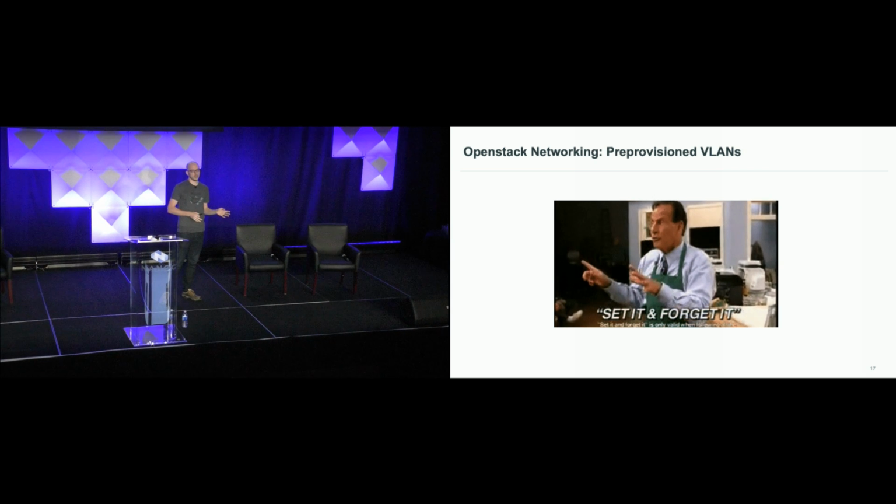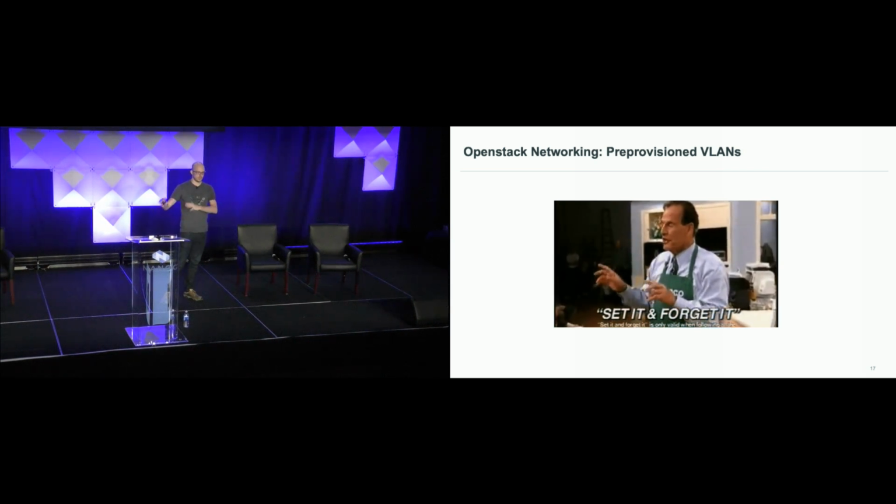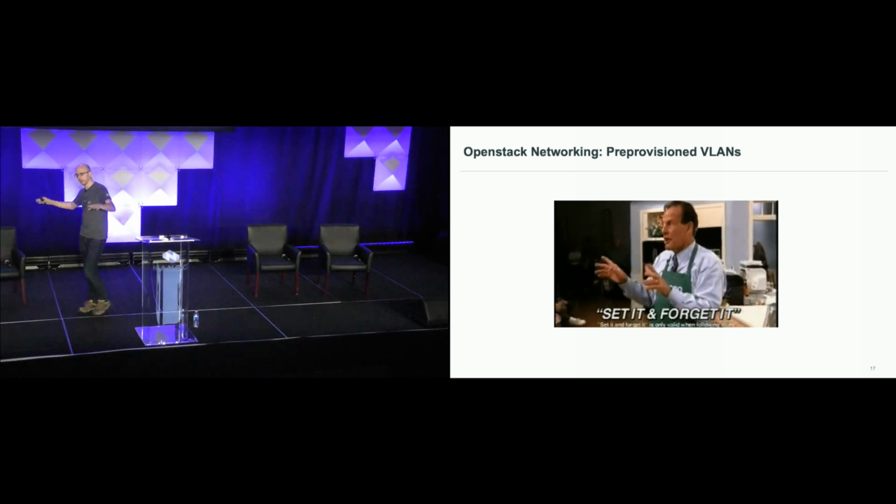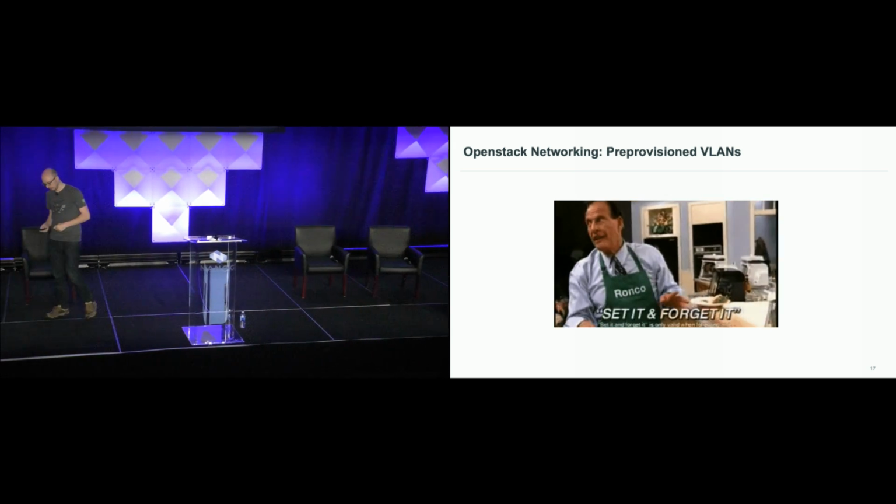This is the Ron Popeil method. You set it and you forget it. So I build the infrastructure, I deploy all the VLANs, and I walk away until it all melts down because everything's terrible.